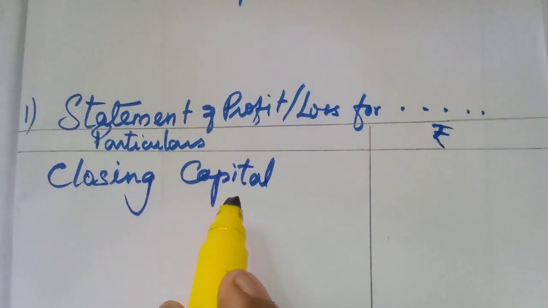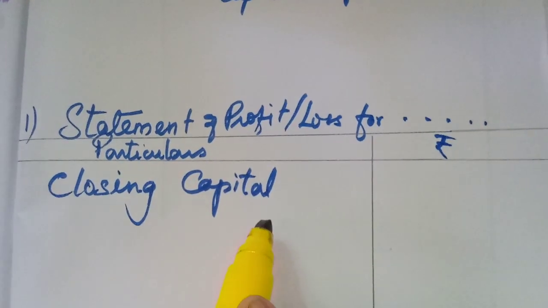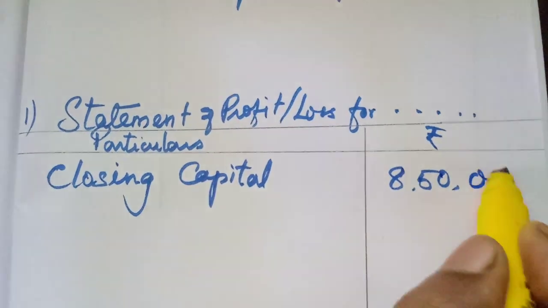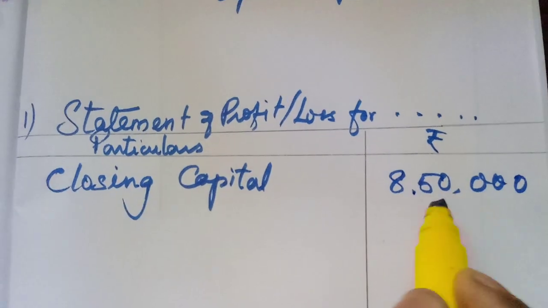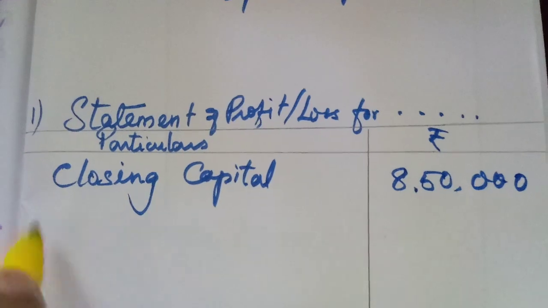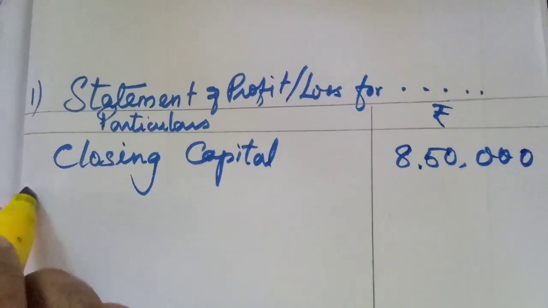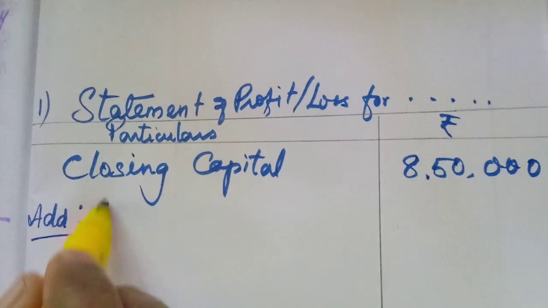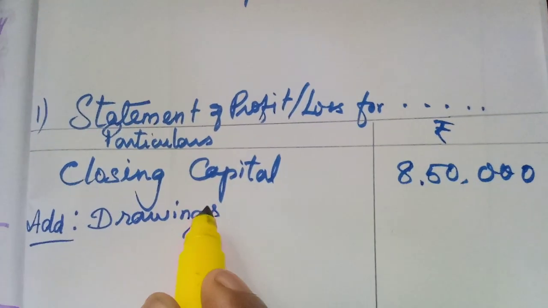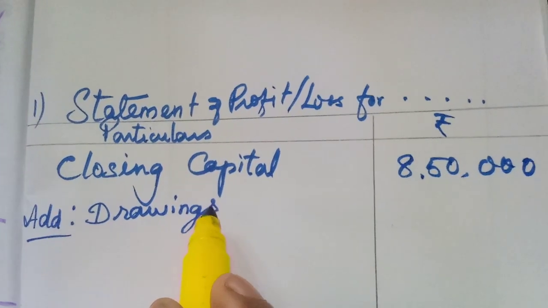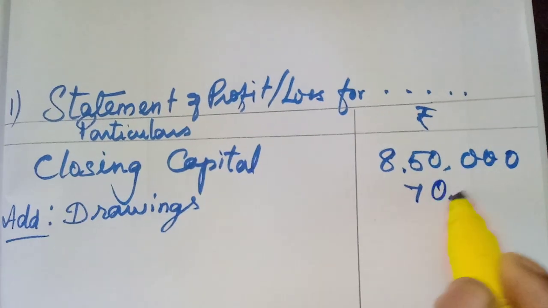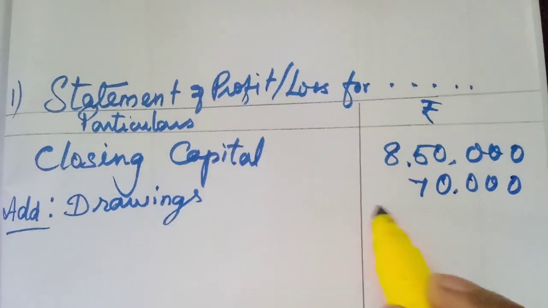The amount of closing capital is 8,50,000. When you write the amount, you have to be very careful. Understand? You can keep a comma and leave a little space between two digits. Closing capital. Then what? Add drawings. Drawings during the year given are 70,000. The 7 you have to write just below the 5. It will be easy for you to add.